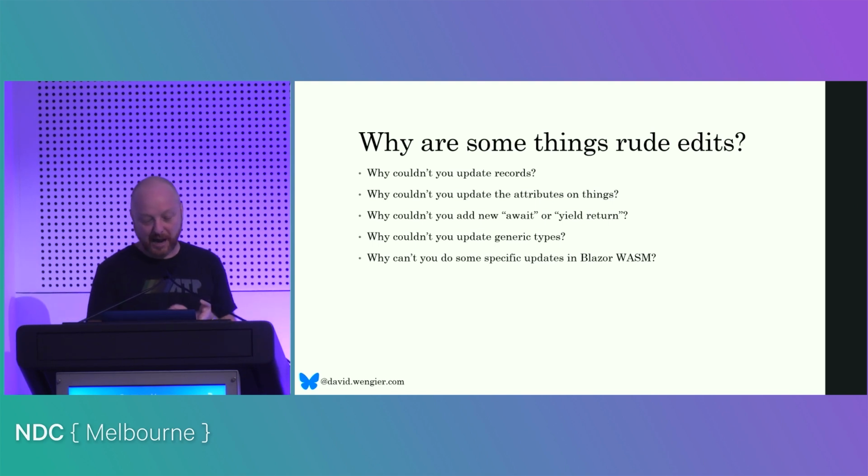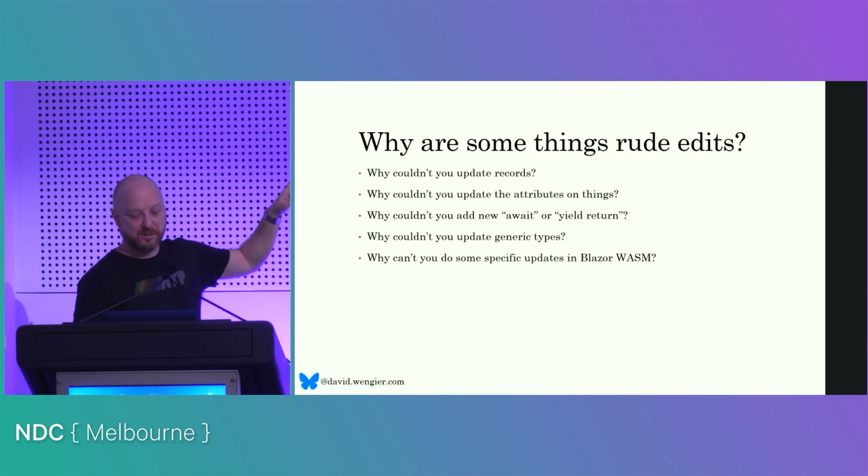Let's see, what else? Attributes. You didn't used to be able to update attributes on things. Now you can. As a completely off topic aside, this list of questions is almost a list of things that I actually worked on, which is why I know about them. Except I didn't do async await or generic types.